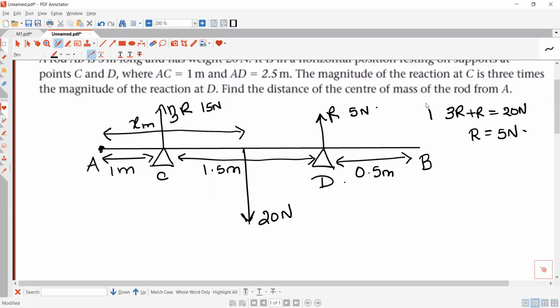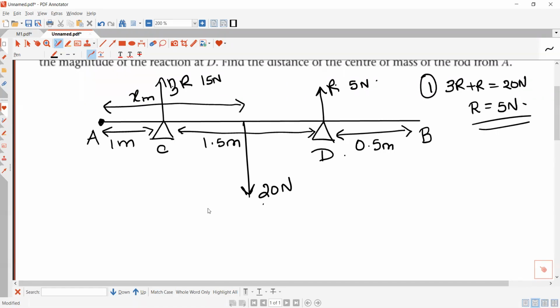This is the diagram of everything. This is equation number 1, where 3R plus R is equal to 20 Newton. 4R is equal to 20, so R is equal to 5 Newton. Now we are taking moment at A. If you want to take moment at B, that also can be done. But I always take it at the left hand side edge. I don't know, my eyes are used to that. But if you want to take it at B, why not? It doesn't matter. Same answer, there is no difference.